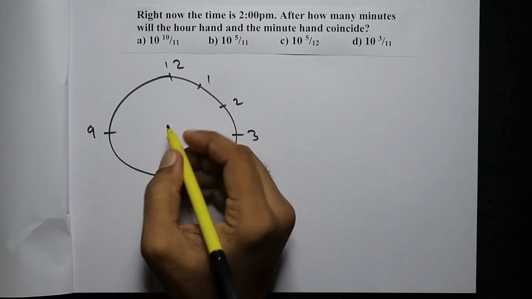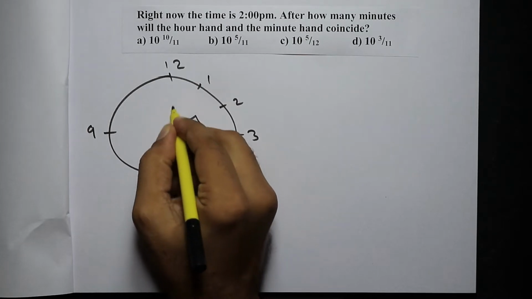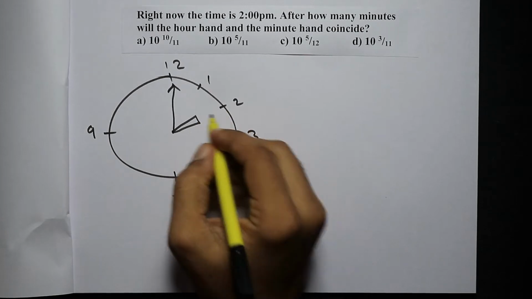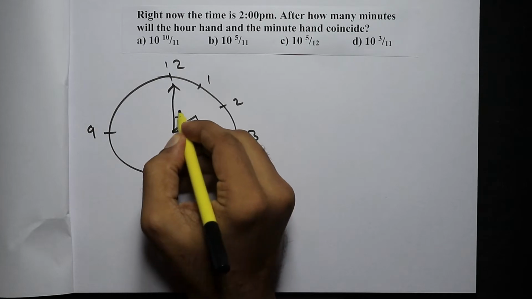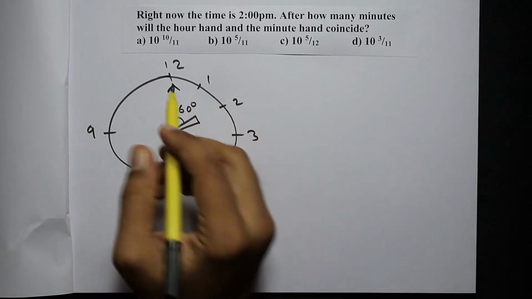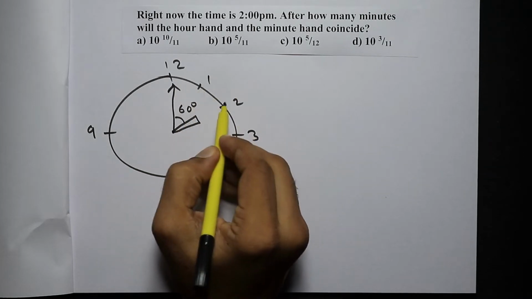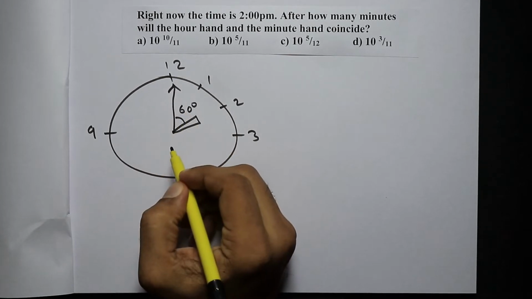Now exactly at 2 p.m. the hour hand will be here at 2 and the minute hand will be here at 12. Now exactly at 2 p.m. the angle between hour hand and the minute hand will be 60 degrees. That is between 12 and 1 it is 30 degrees and between 1 and 2 is 30 degrees. So 30 plus 30, this angle will be 60 degrees.